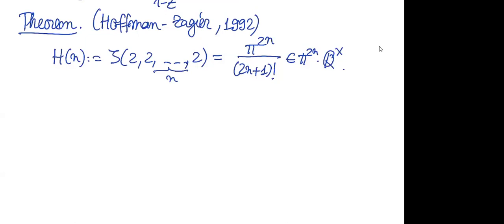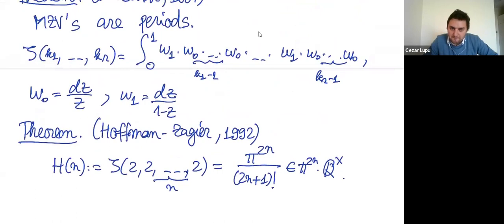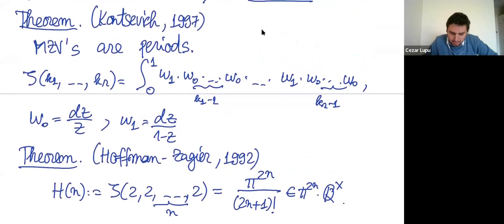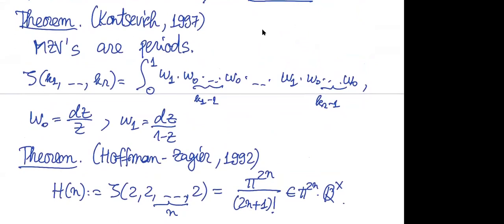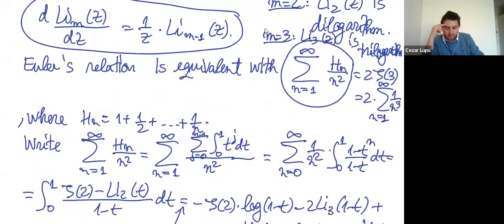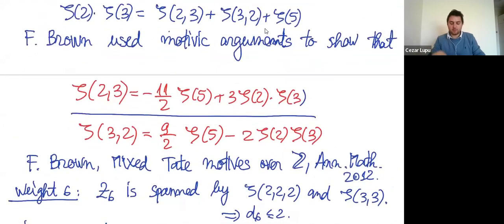Hey, Cezar. I have a question. You just mentioned Brown has proved an identity with motivic arguments. So can we prove it by some other, maybe elementary, method to show the identities? You mean in weight 5, right? Yes. You mean these two relations, right?